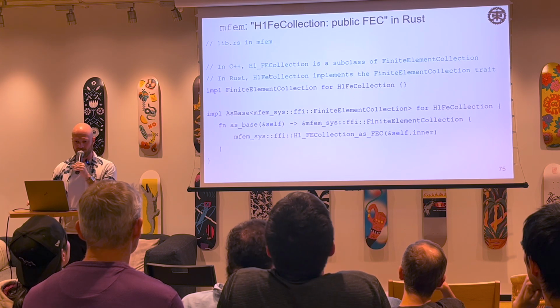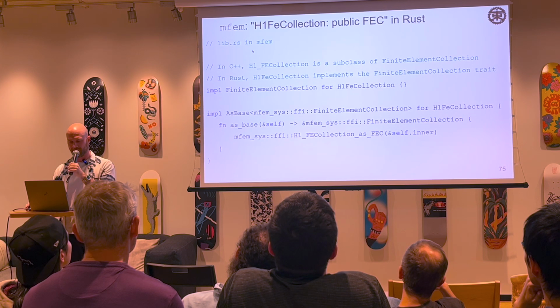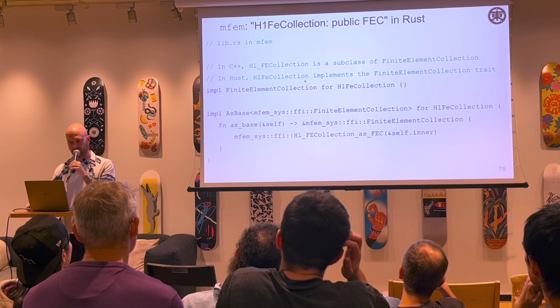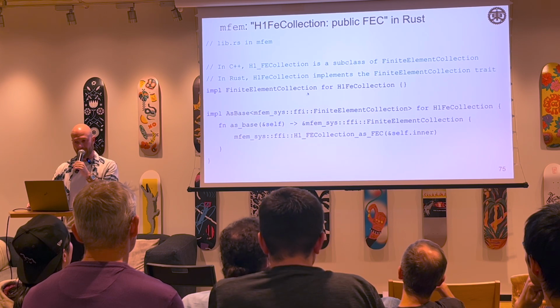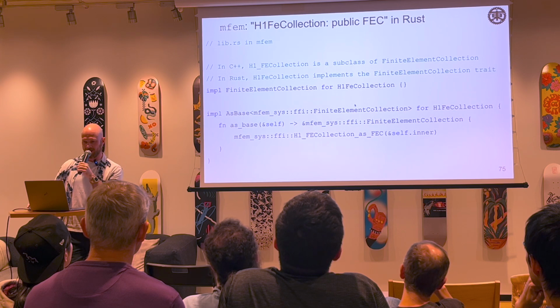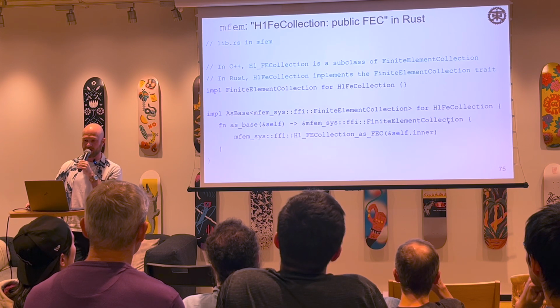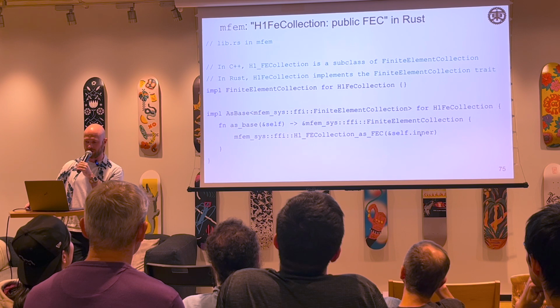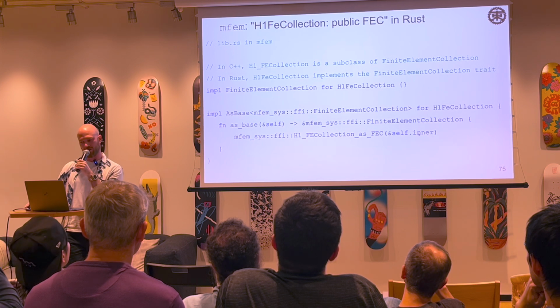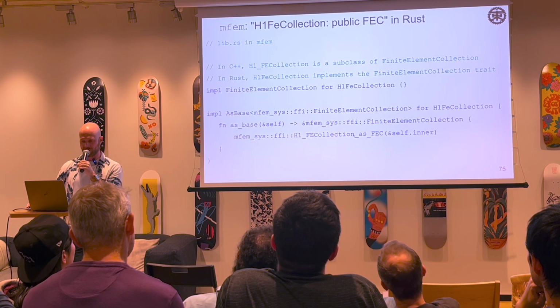And here's an example of how to use this. So in C++, H1_FECollection is a subclass of finite element collection. In Rust, we're going to make it implement the finite element collection trait. The trait here actually is empty. It only has default implementation, so you can't see anything. But it forces us to implement AsBase for finite element collection for H1FECollection. And the way we do that is we grab the inner reference that is a shared pointer to H1_FECollection on the FFI side. And we pass that into one of these hand-rolled pieces of glue code of a function that is doing the upcast to a finite element collection.